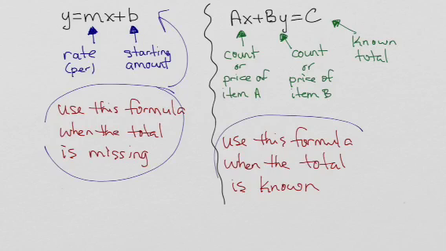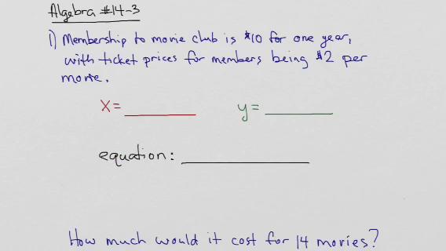Now, when we know the total and we're trying to find the things that put together, we put the total here at the end where C is. And then A and B become the count or the price of the two different items. How many of one item you have versus how many of another, or the price of one item versus the price of another. Those become the A and B numbers. So let's do an example of each.